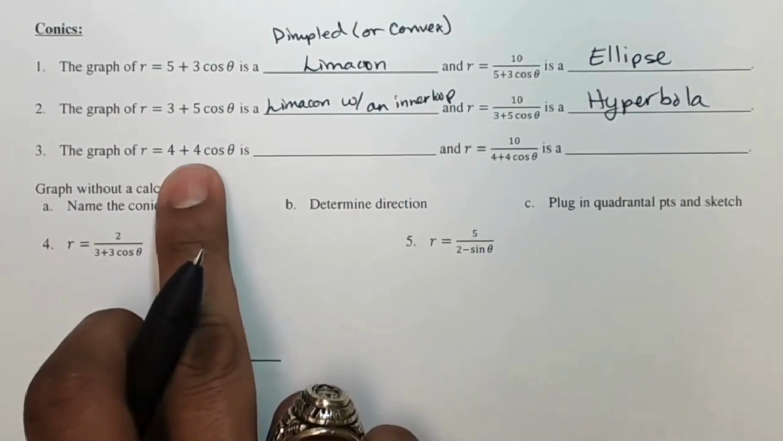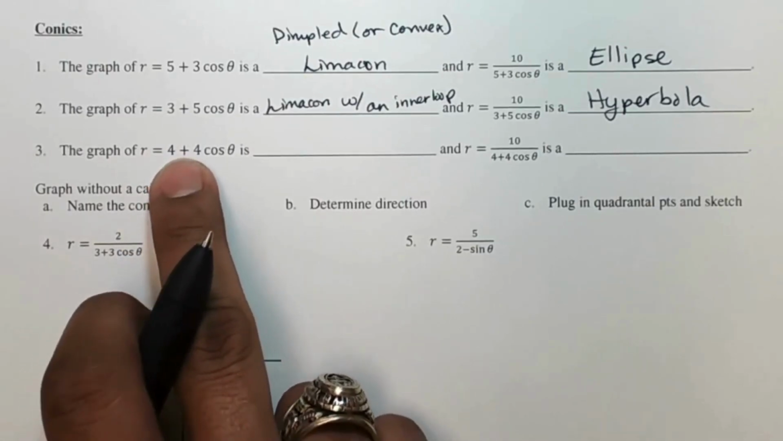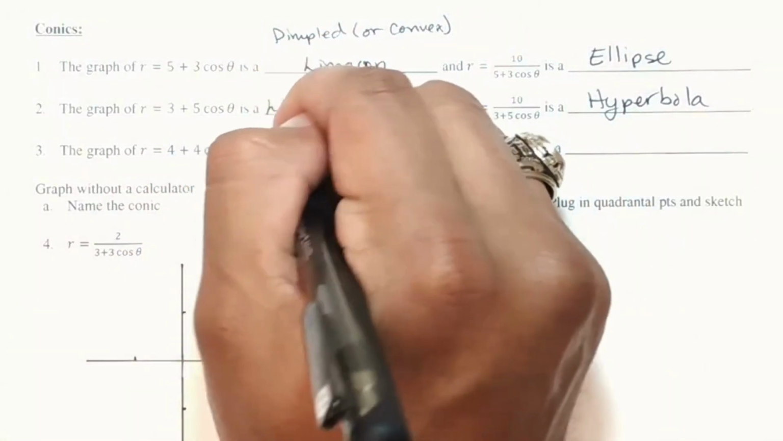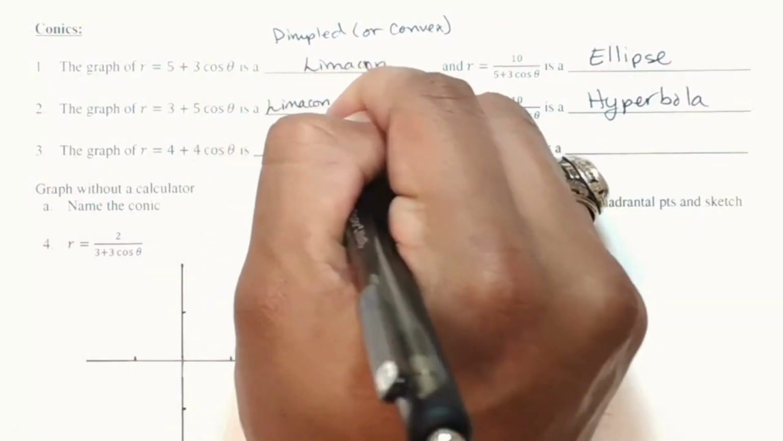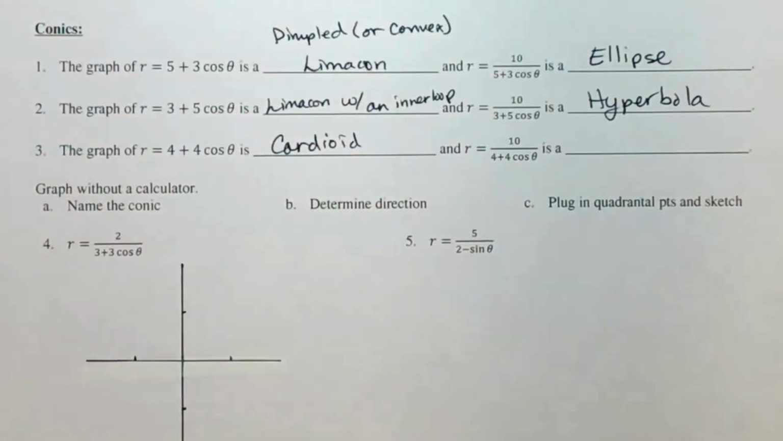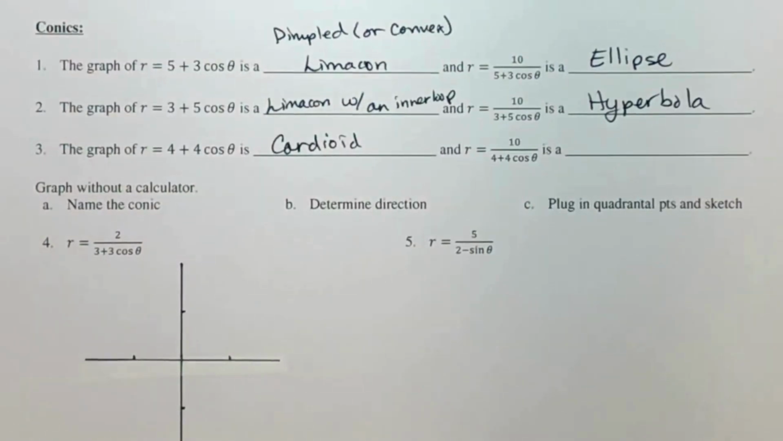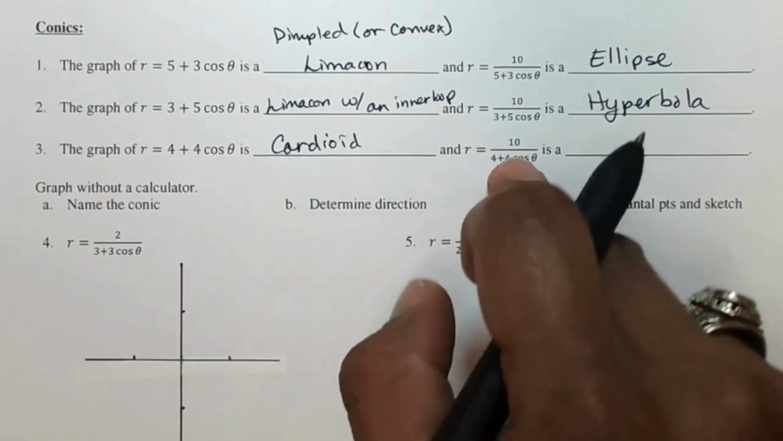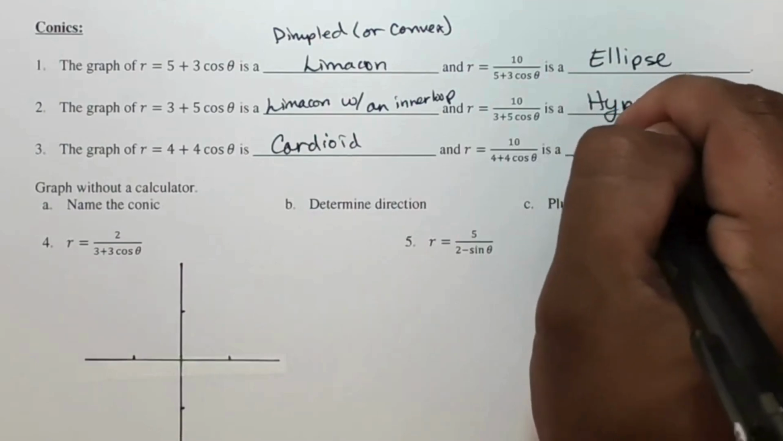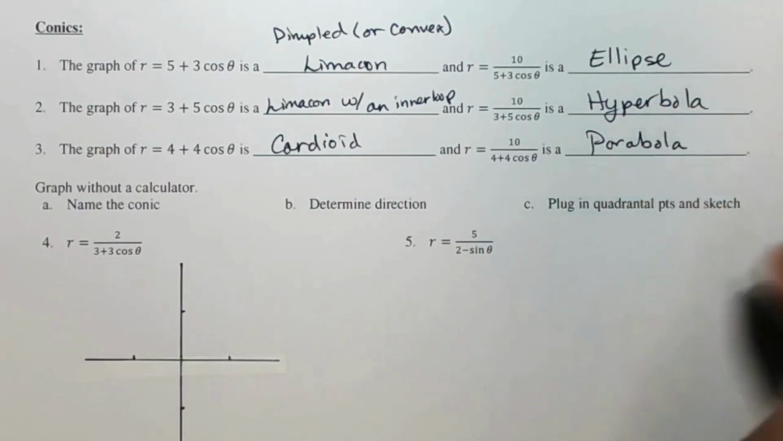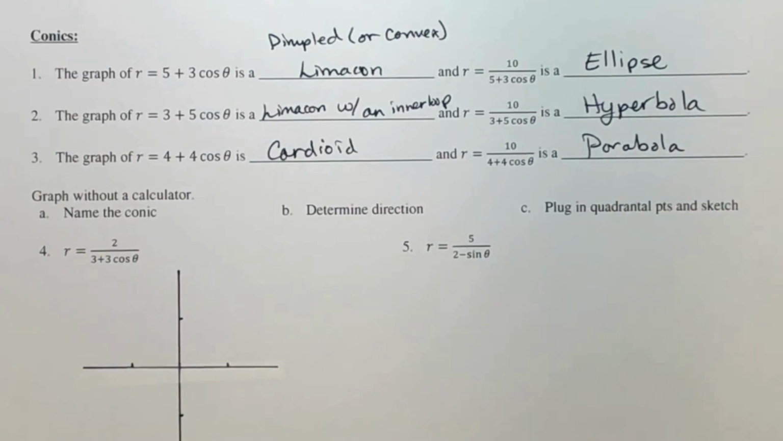Well, what happens when A and B are the same? Well, this is a cardioid. You can be a little bit more specific and say it's a cardioid limaçon, but cardioids are limaçons, so you don't have to worry about being specific. If you have a cardioid in the denominator of a fraction, you end up having a parabola. So let's talk about how we can graph these types of problems.